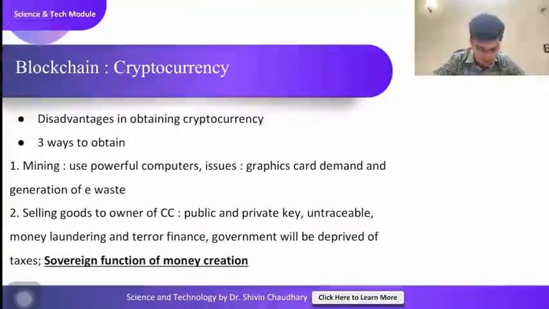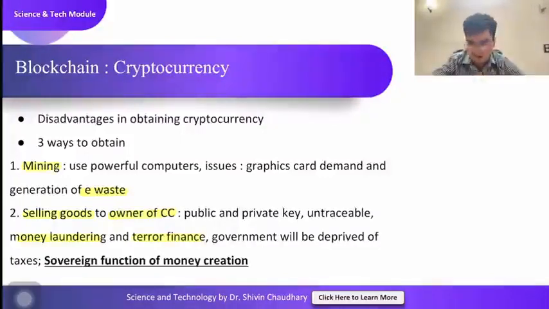If you want to see the disadvantages, in short, firstly, how will you obtain cryptocurrency? A, you can mine for it, वो हमने देख लिया, validation कराओ, mining करो, तो e-waste, this is a problem. Second is you sell goods to the owner of a cryptocurrency and you get cryptocurrency. In this case, what will happen? It is untraceable, there's money laundering, there could be terror finance, there is no central authority.